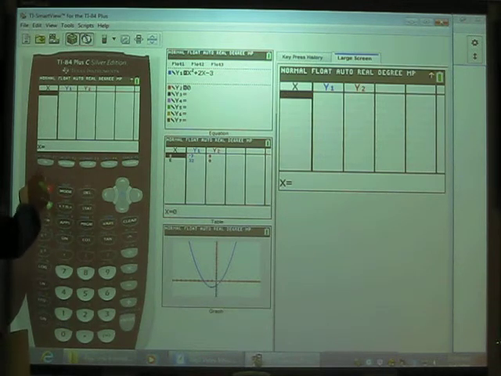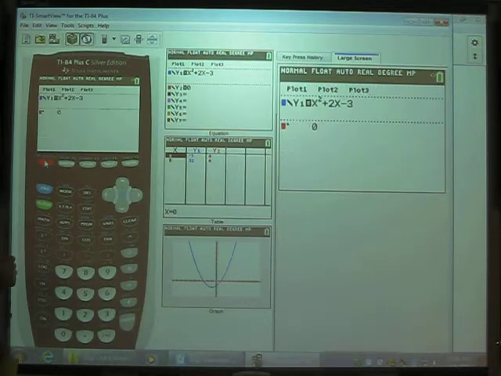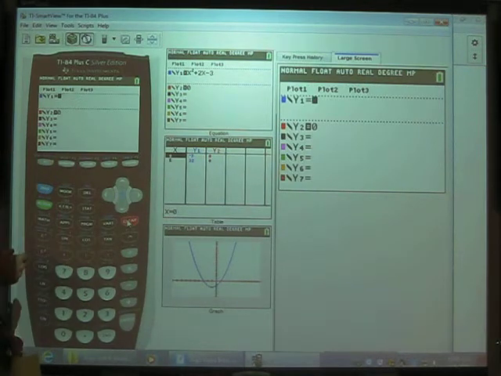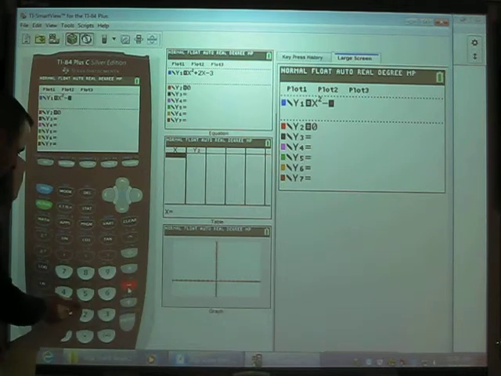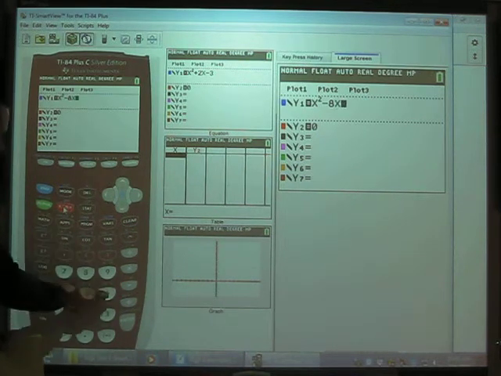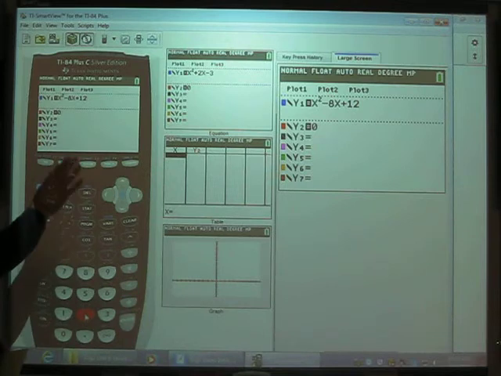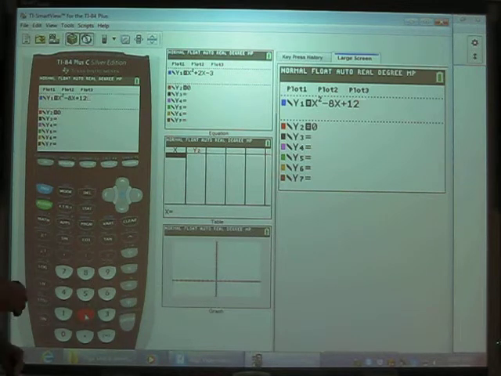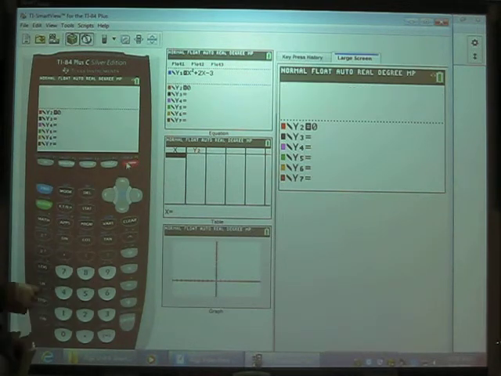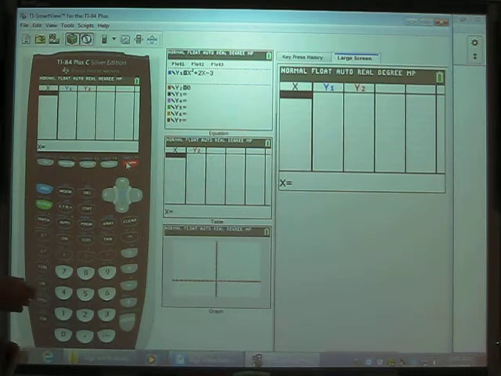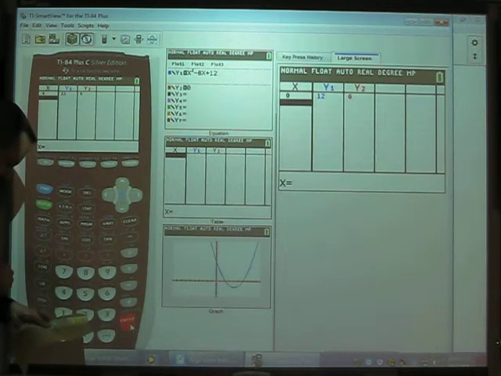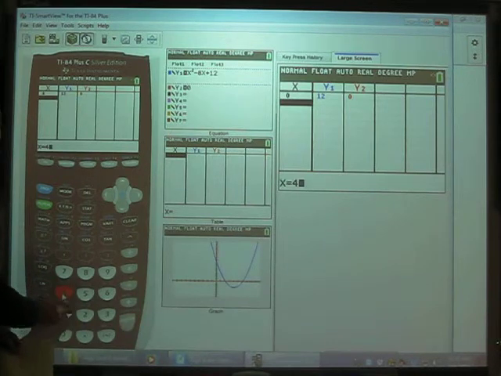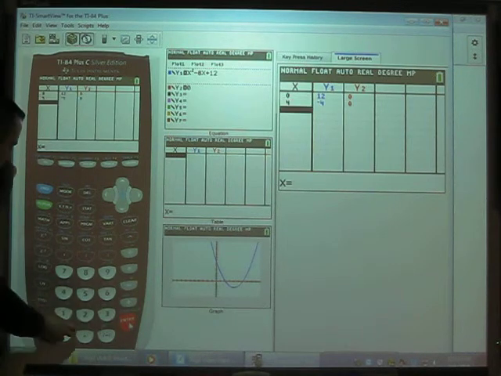So clear these guys out so they're not in there by pressing delete. Go back to y equals. Clear out the previous problem, and let's put in x squared minus 8x plus 12. And you can leave the 0 in there, that's fine. Now when I go to second graph, I'm going to put in those 3 values. 0, we said 4, and we said 8.